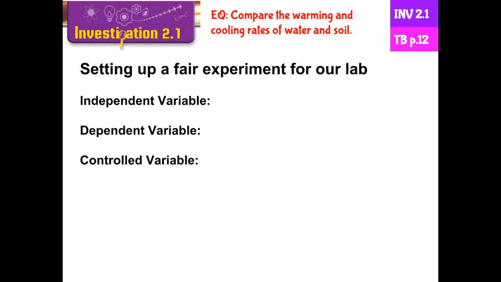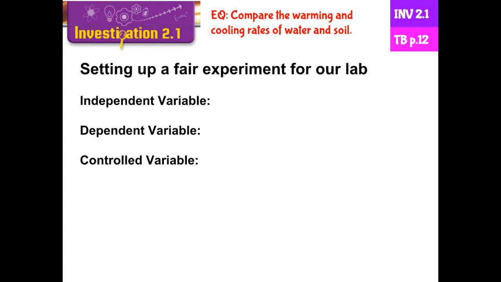So talking about our lab, setting up a fair experiment, we're going to be defining what an independent variable, dependent variable, and controlled variables are for us. So as we look at that, our independent variables would be things like the soil and the water. So those are the two things we're comparing, the soil and the water. What is dependent on the soil and water? Well, it'll be the temperature absorbed by the light. So that's our dependent variable.